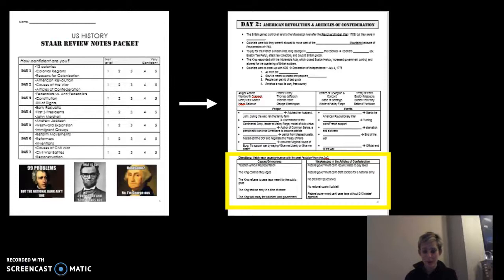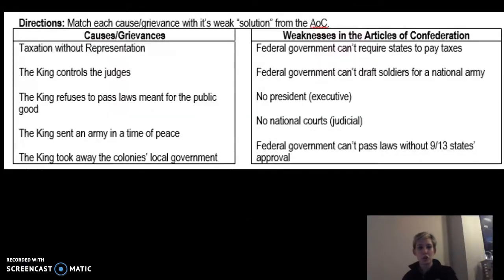Alright, moving on to our next activity on this page, which is a matching game. So, here are the directions. Match each cause or grievance, so the complaints that colonists had against King George in England, with a weak solution from the Articles of Confederation. Because remember that when the colonists break away, the whole American Revolution happens, they formed their own government. That's the first government, called the Articles of Confederation, which was super weak because colonists did not want a tyrannical reign like King George was.